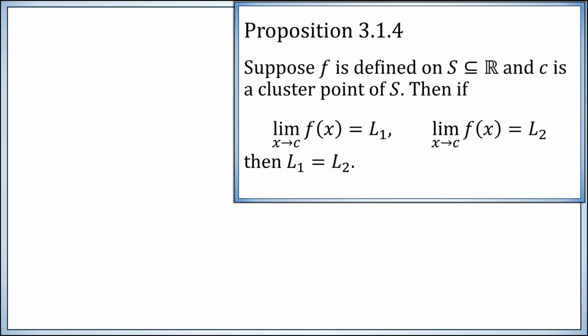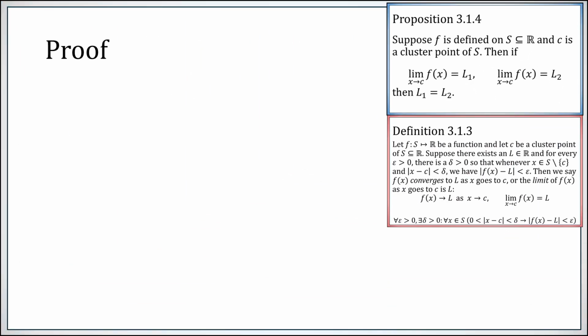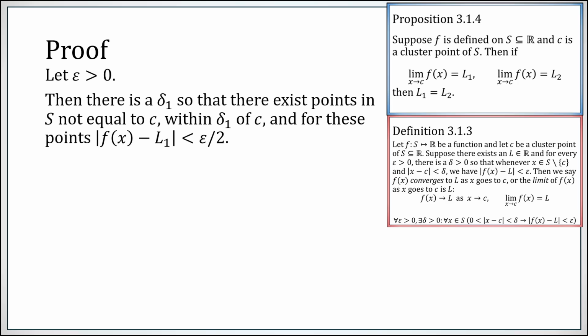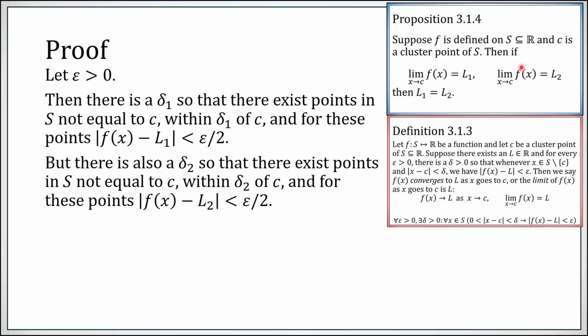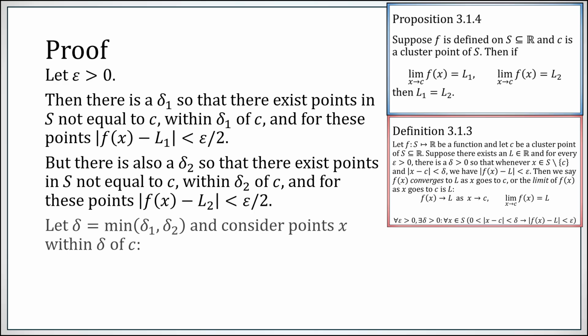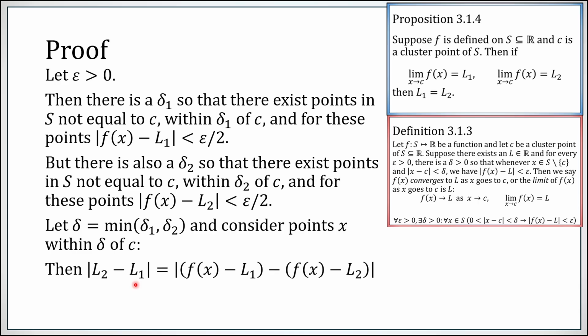So let's prove this. Here's our definition of these limits existing. Let epsilon be positive, so there is a delta 1 which will apply to this limit. As long as x is within delta 1 of c, then f of x is within epsilon of L1. But if x is within delta 2 of c, then f of x is within epsilon of L2, because this limit holds. Picking the smaller of the two, if x is within that distance of c, then both conditions hold. Meaning the distance between L2 and L1 is simply equal to this.